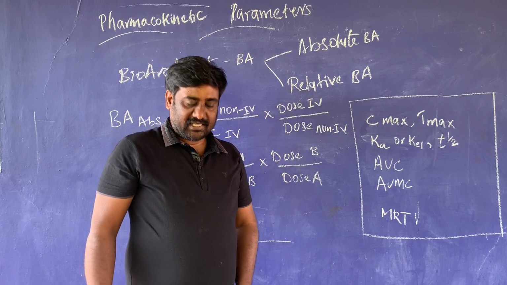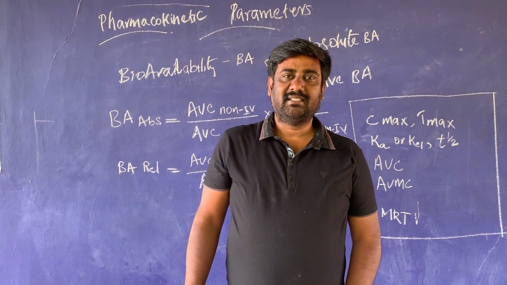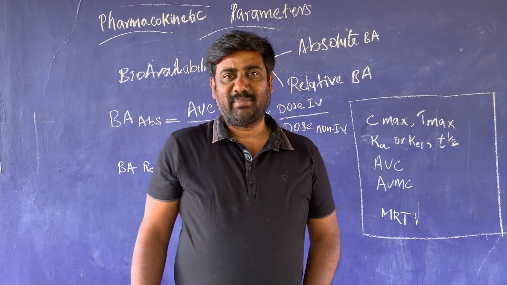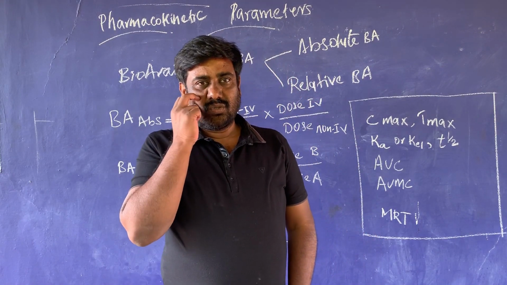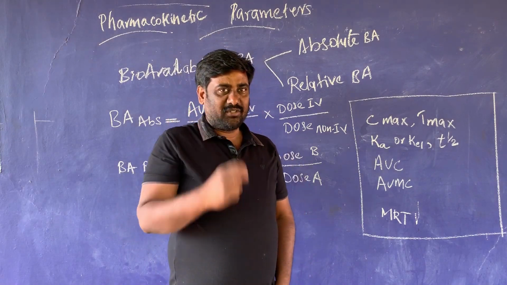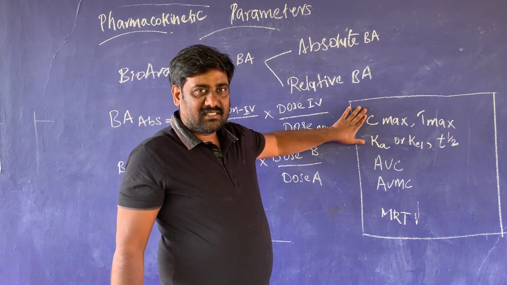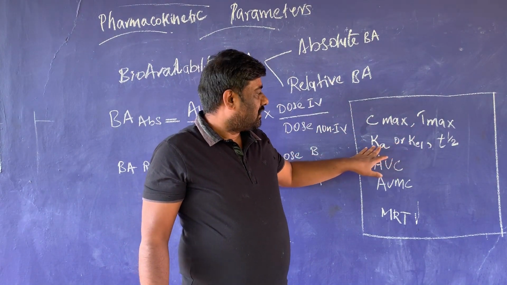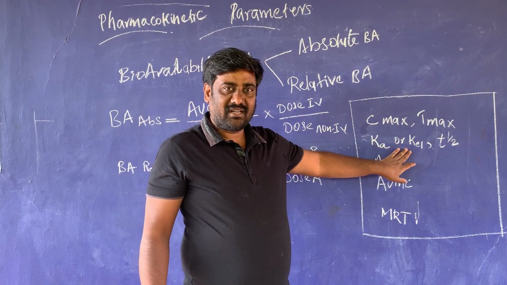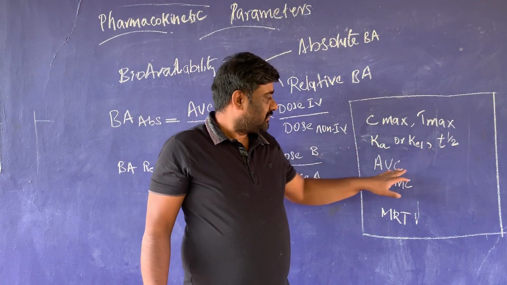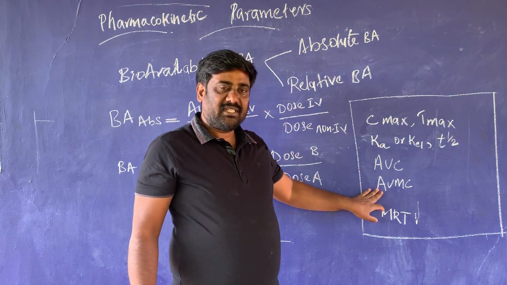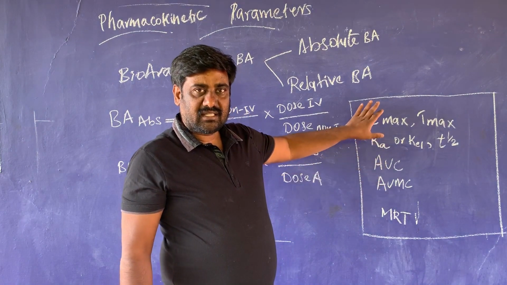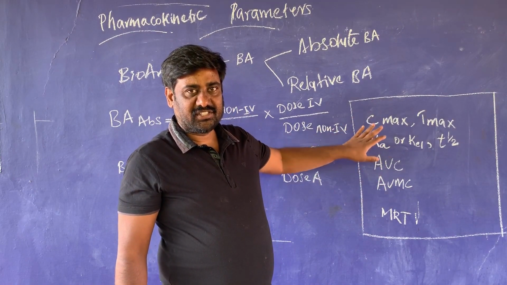See, we'll discuss today about the pharmacokinetic parameters and how to determine those pharmacokinetic parameters. So, what are the parameters we are going to discuss: Cmax, Tmax, Ka or rate constant of absorption or elimination rate constant, T of AUC, AUMC and MRT. So you all know that these are all the parameters of pharmacokinetic is checked.